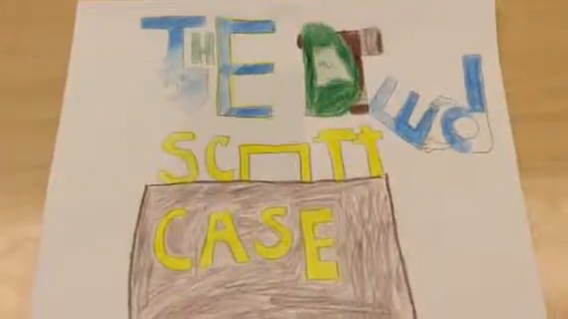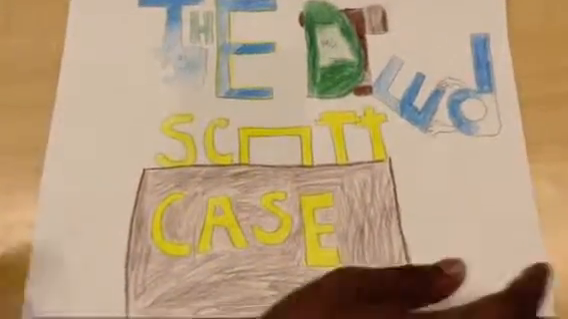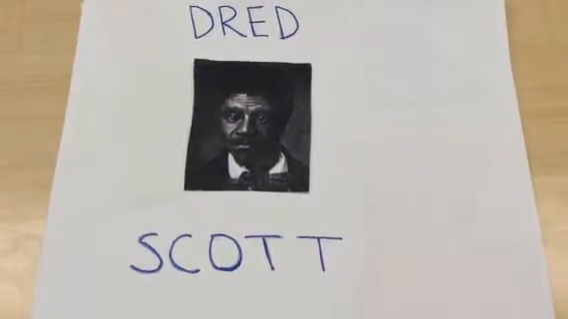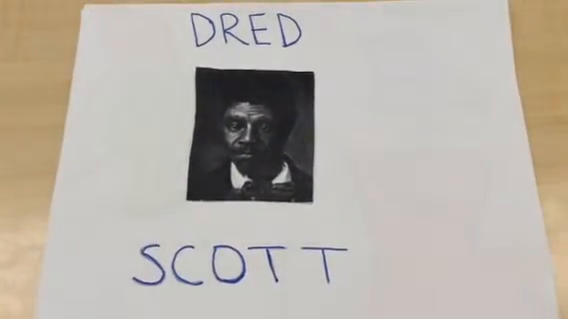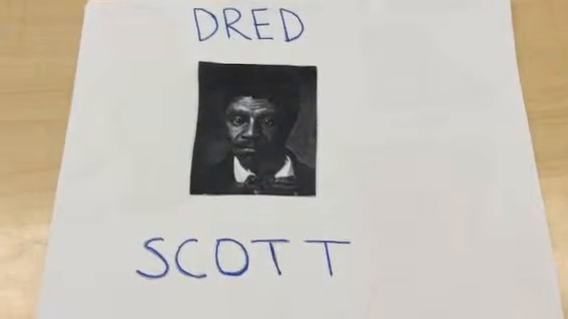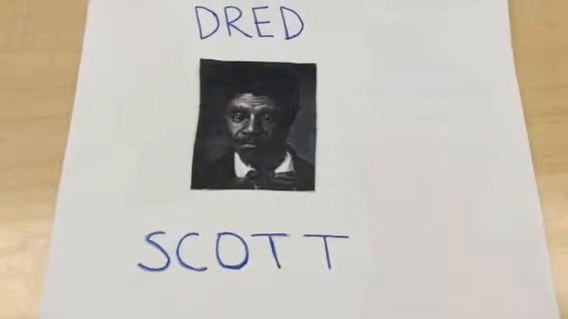So today we're going to be talking about the Dred Scott case / decision. Dred Scott was born in 1795 to the Blow family in Southampton County, Virginia. Later, he was sold to Army General Emerson.